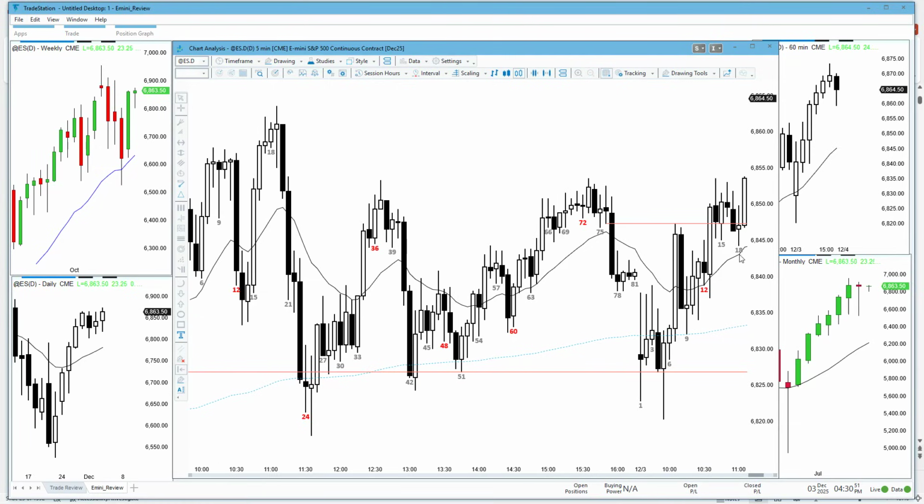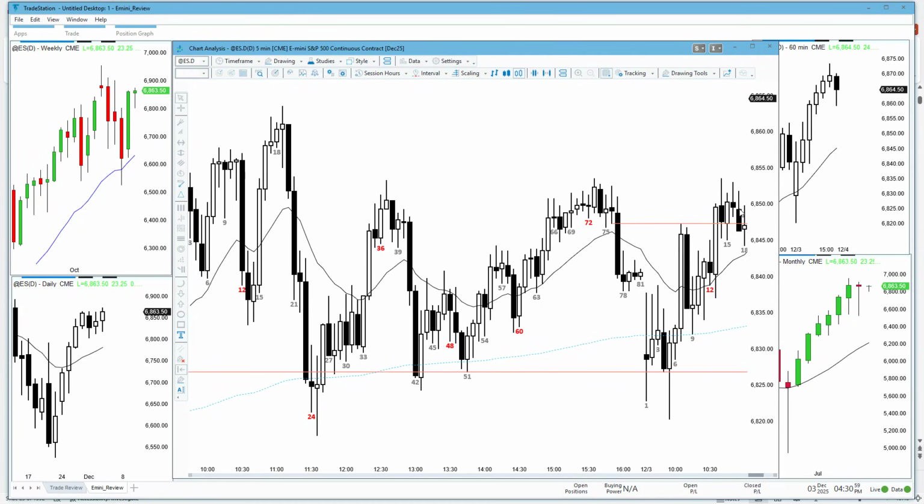So 2-legged correction, bar 18, setting up a high 2, but it's a high 2 at the top of a trading range. It's okay to buy a high 2 near the high of the day if it's a bull trend, but if it's a trading range, you want to do the opposite. So buying here, probably not ideal because of the context. To me, it looks like a trading range, not a bull trend.